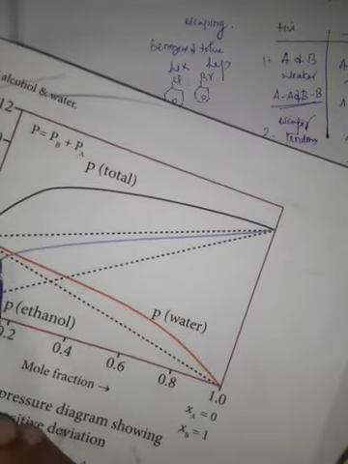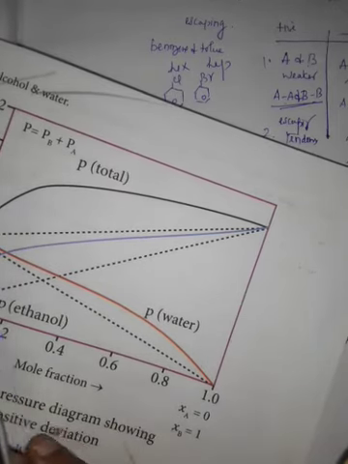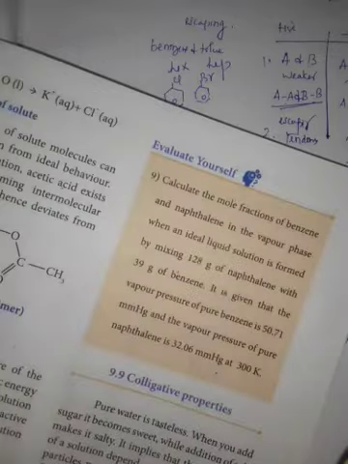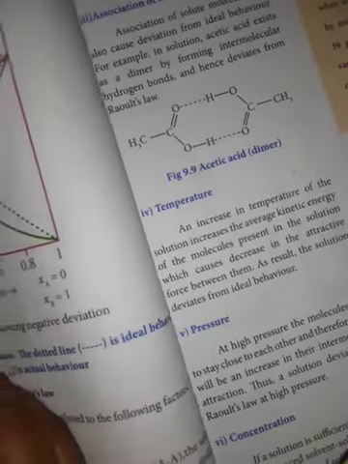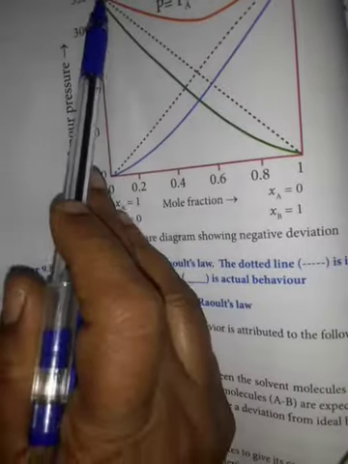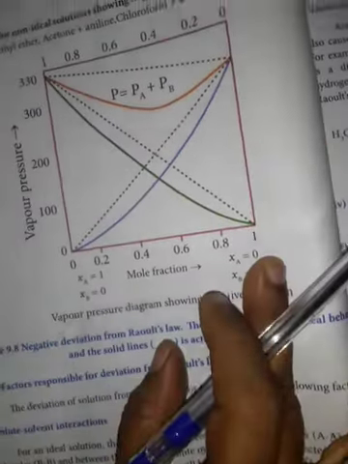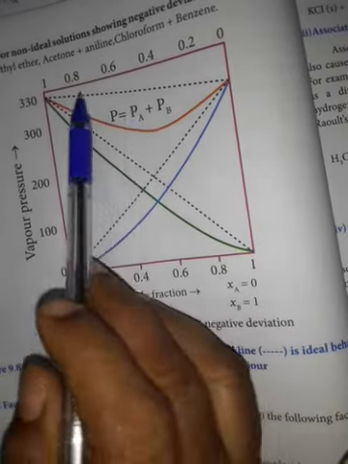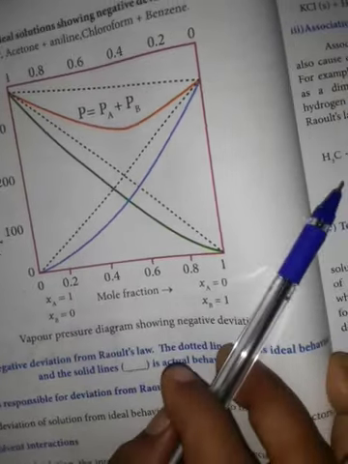In the book, the graph shows total, this shows the increased, both ethanol and water increased. But for negative deviation, in the diagram given here, see, it gets decreased, decreased for negative deviation, total evaporation.